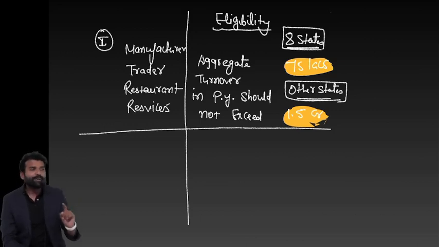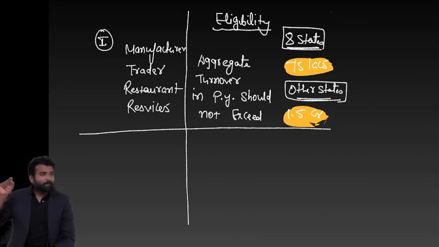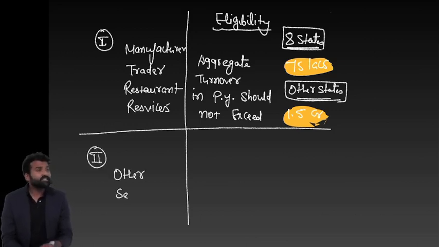So if the manufacturer, trader, or restaurant services want to avail the composition scheme, then their previous year turnover should not be more than 75 lakh for the 8 states, and for all the other states it should be 1.5 cr. But this is only for manufacturer, trader, and restaurant services. Sir, what about the other service provider? For other service providers, there is one more scheme. It is also under the composition scheme.